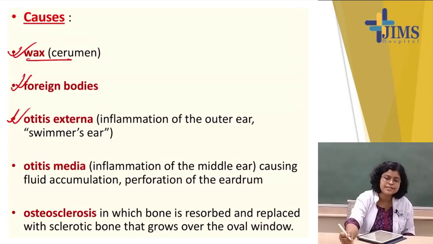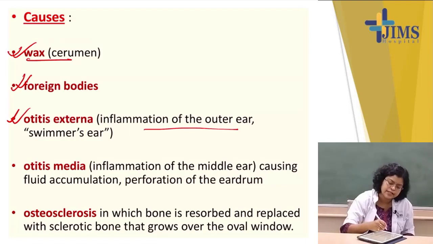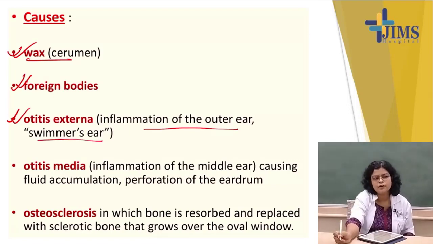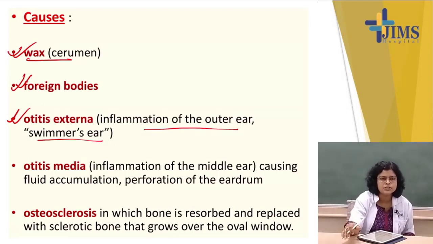Next, otitis externa. Otitis, the suffix itis means inflammation, and externa means external. So inflammation of the external ear is otitis externa. It is also known as swimmer's ear. Why? It is most common in villages, where villagers take bath in a pond. If the pond is not clean and the villagers take bath, there is infection of the external ear. That is known as otitis externa, and that is why it is also known as swimmer's ear.